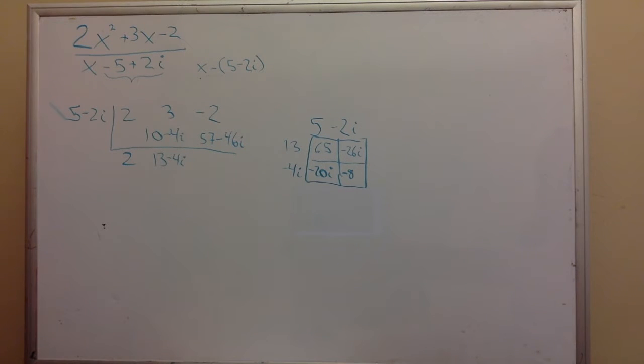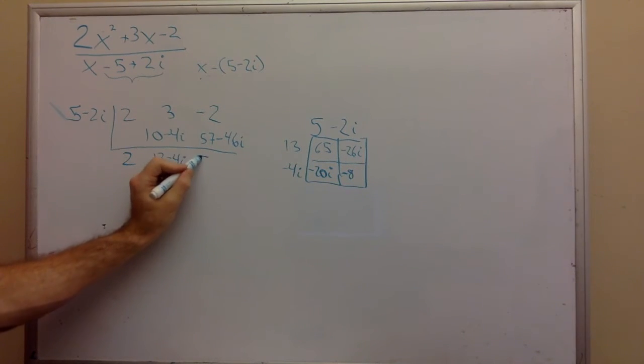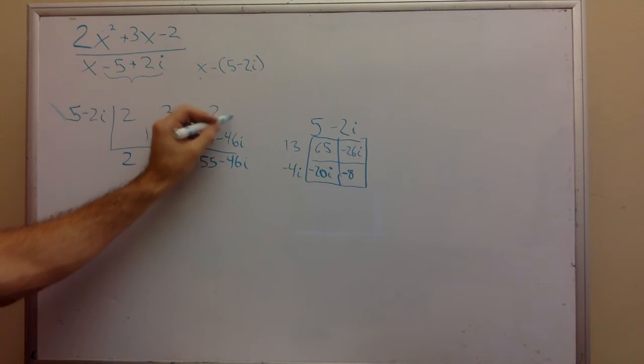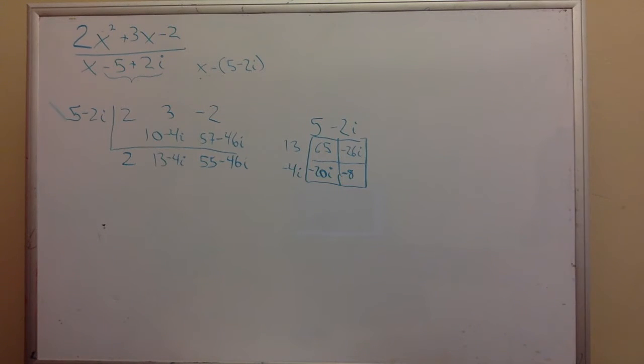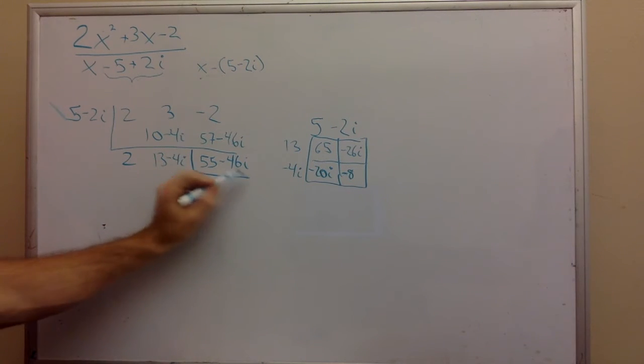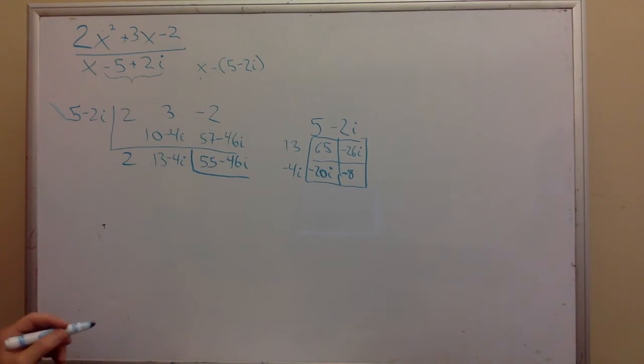And then again, I add these two together. So that's going to be 55 minus 46i, because this would be plus 0i. And notice, I'm already finished. This whole thing is my remainder.